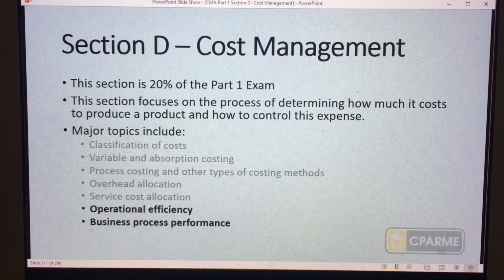So this is section B of your cost management. This is 20% of your part 1 exam. And this talks about operational efficiency and business process performance. So ito, wala na ito sa cost allocation, but this is in project evaluation. So dito natin makikita yung concepts ng just-in-time, ng Kanban, mga ganun. So natatapos na natin itong first 6 bullets ninyo, and then we have operational efficiency and business performance.